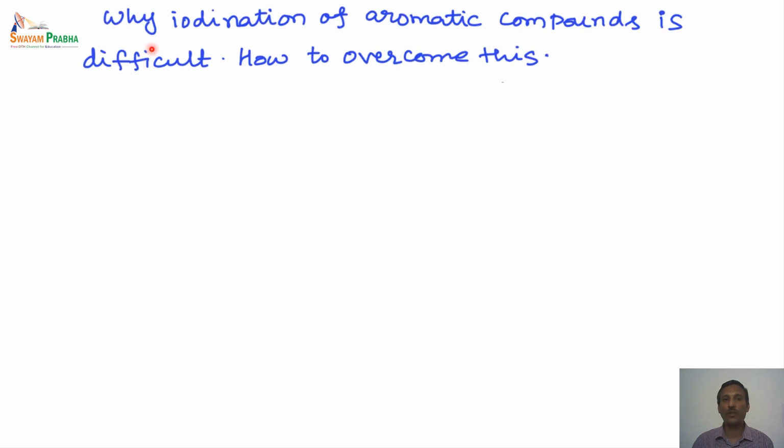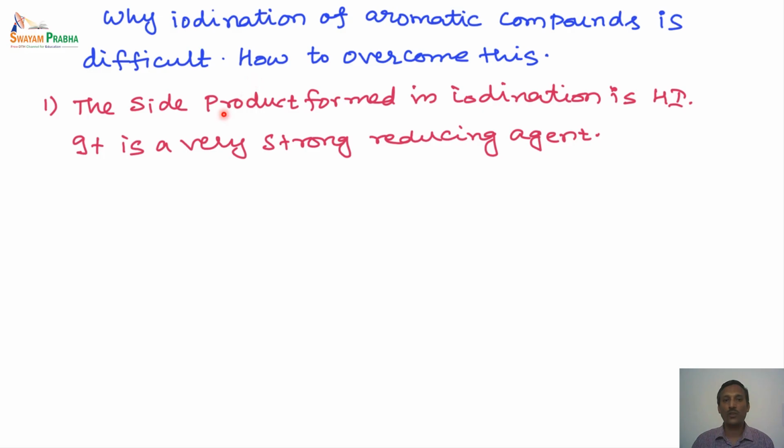Now the next question is why we say iodination is not possible. That is why iodination of aromatic compounds is very difficult. And if at all we have to make the iodo derivative, can we really do it? So let us see whether it is possible or not. So the major problem is in the direct halogenation, the side product formed is basically, if it is iodine, we will be ending up with hydrogen iodide. If it is chlorine, we end up with hydrogen chloride. If it is bromine, we get hydrogen bromide. Similarly, if it is iodine, we get hydrogen iodide.